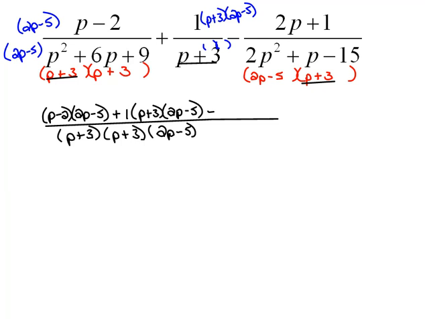minus. Now for our third rational, again, we have to figure out what do we have to multiply by to turn it into the common denominator. And in this case, we're missing a p plus 3, so we have to do the exact same thing to the top. So we would have 2p plus 1 times p plus 3.